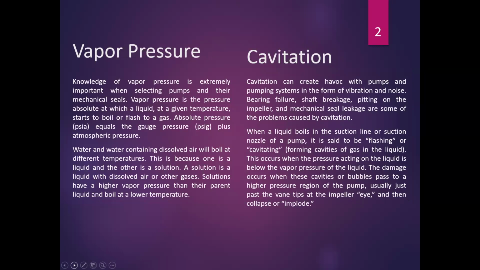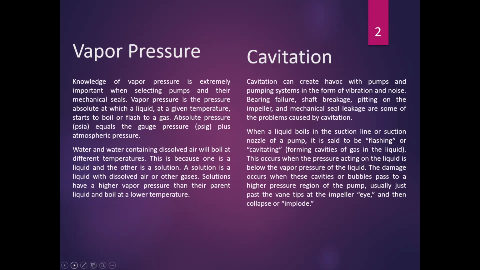So vapor pressure is the absolute pressure at which a liquid at a given temperature starts to boil or flash to a gas at a given temperature. Starts to boil. Absolute pressure, PSIA, equals the gauge pressure, PSI gauge, plus atmospheric pressure.